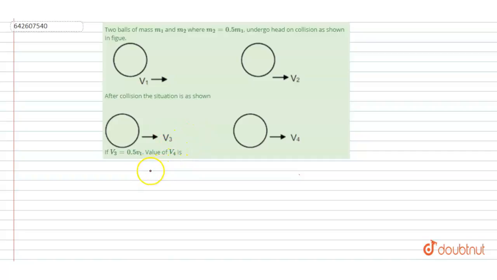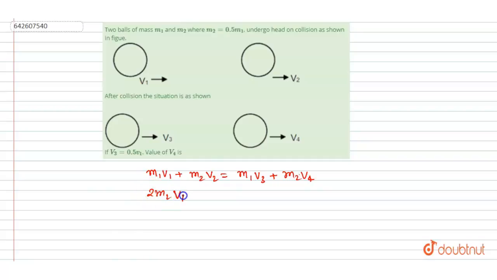So from momentum conservation we can write m1 v1 plus m2 v2 is equal to m1 v3 plus m2 v4. Simple. Now just put the values. We already know m2 equals m1 by 2, and we can also say m1 equals 2m2. So just put the value of m1 equals 2m2.